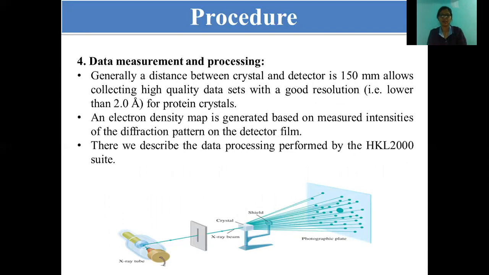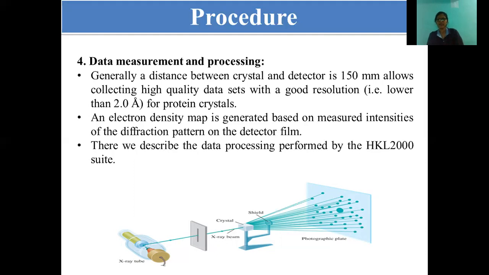The last step is data measurement and processing. This is the most important step, and generally it is carried out using various online suites and software which are available. This is one of the bioinformatics activities to obtain the atomic and molecular 3D structure of the protein. X-ray crystallography records the data on the detector in the form of spots, in the form of intensities of spots diffracted from the protein crystals.